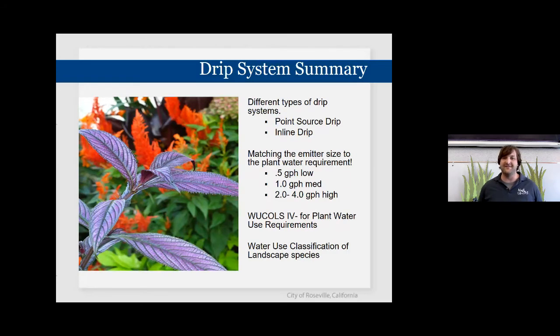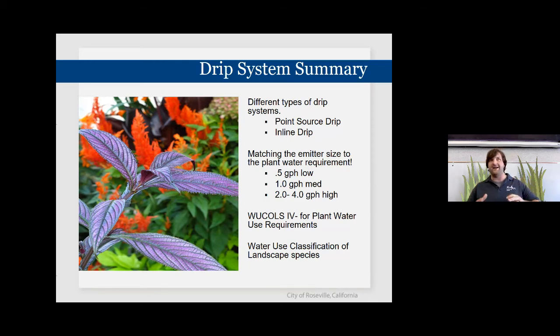All right, drip system summary. So we talked about the 2 different types, point source, inline, both great, just kind of depends on what you want to do and what your landscape requires. And then matching the emitter size to the plant water requirement. I'm not going to say it again, we've gone over it a couple times. And then WUCLs for the plant water use requirement.